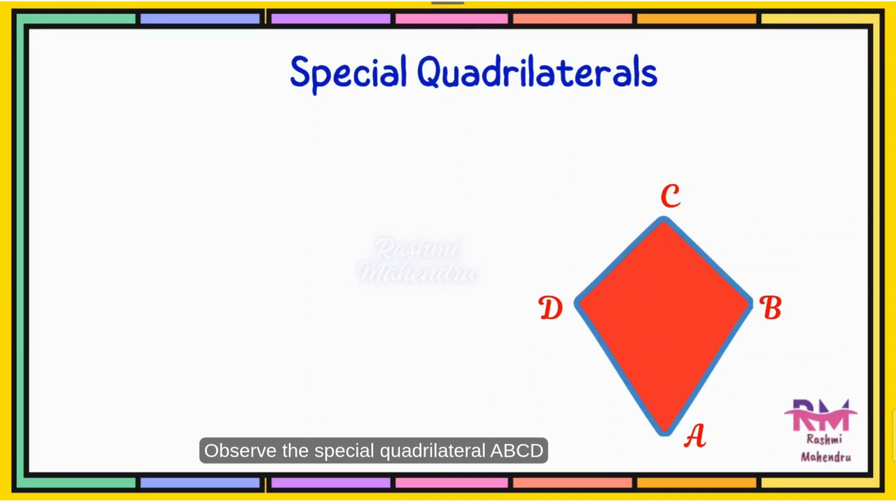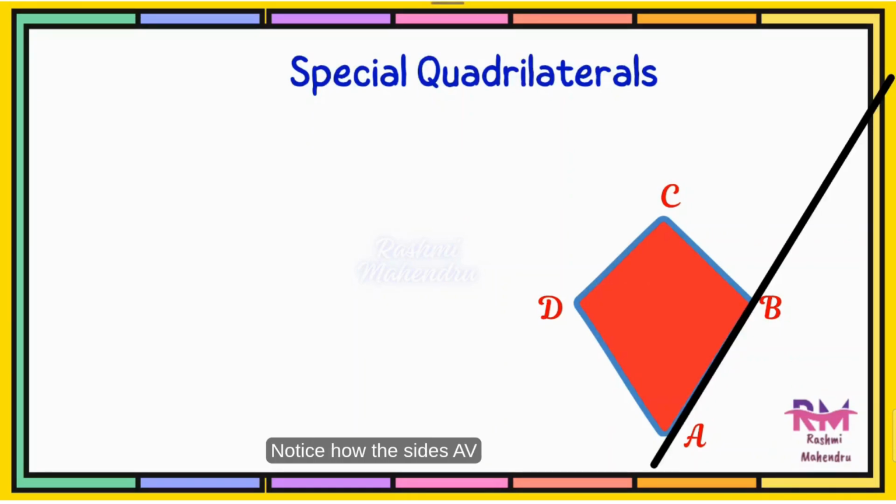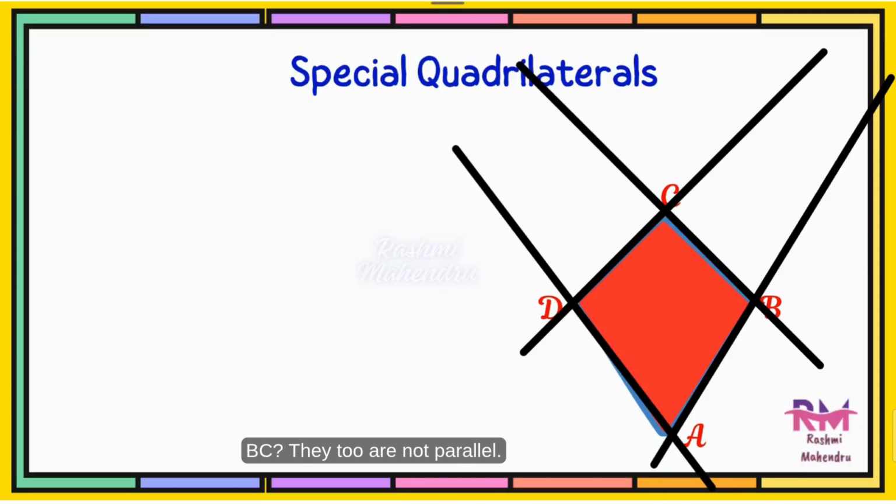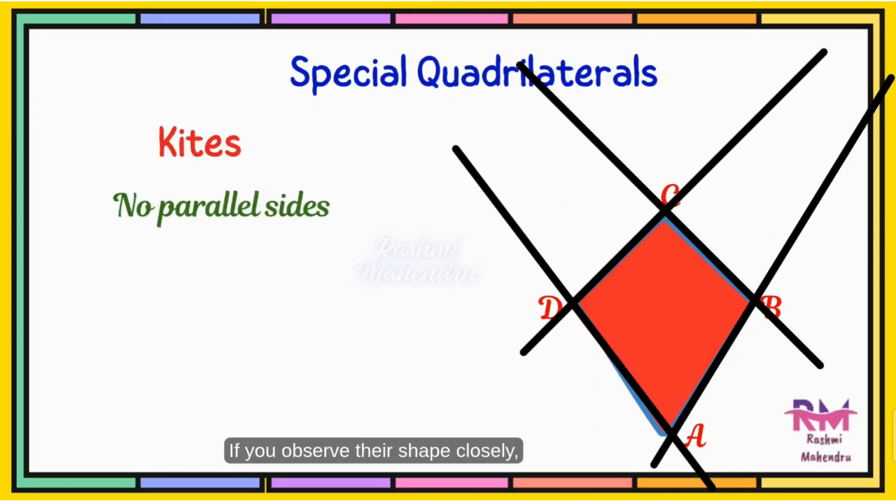Observe the special quadrilateral ABCD on the screen. Notice how the sides AB and CD are not parallel to each other. They will intersect when extended. And what can you say about the sides AD and BC? They too are not parallel. Such special quadrilaterals which have no set of parallel sides are called kites.